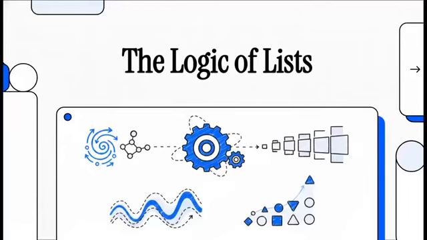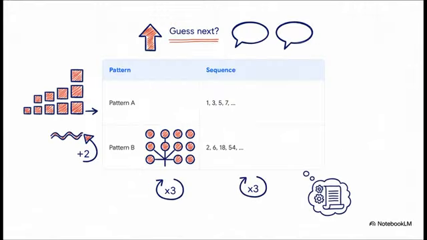Know that feeling when you look at a list of numbers and you can just feel there's a hidden rule, a secret logic that tells you exactly what's supposed to come next? Well, today, we're going to pull back the curtain on the elegant math behind those very patterns. Let's get into it.